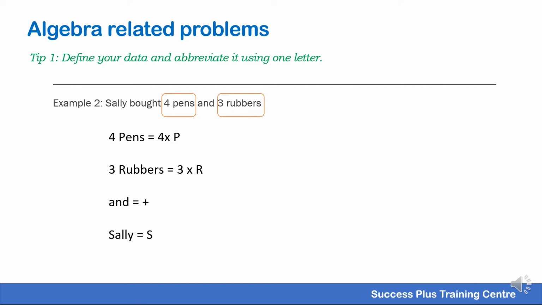And because Sally bought 4 pens and 3 rubbers, we're going to abbreviate Sally by using the letter S. To convert the sentence Sally bought 4 pens and 3 rubbers, I would use the letter S instead of Sally. So my equation will start with S equals to 4 times P plus 3 times R. So if I want to find out the total value that Sally spent on 4 pens and 3 rubbers, then I need to time 4 by the value of each pen, add it to 3 by the value of each rubber, and that will give me the total value that Sally spent on both items.